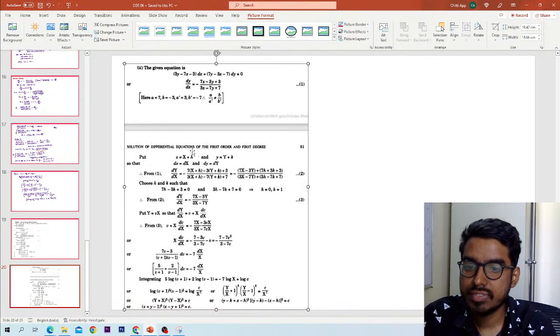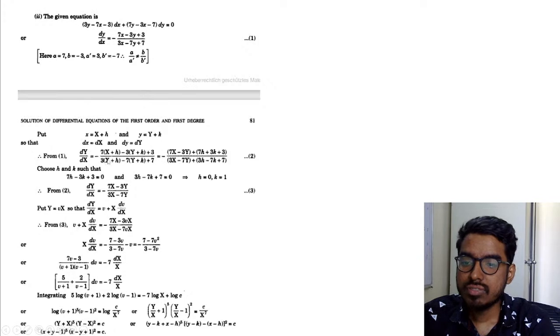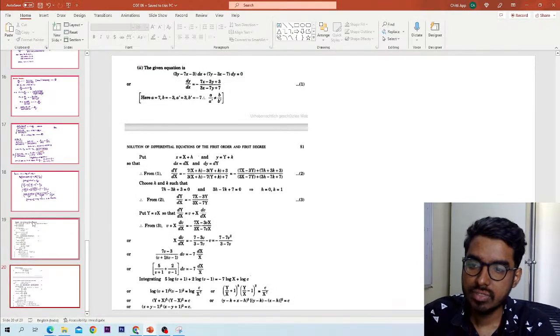This is the solution for the second problem. The given equation is dy/dx equal to (3y minus 7x minus 3) divided by (7y minus 3x minus 1). So put capital X and capital Y, right? Solve for h and k. You'll get h equal to 0, k equal to 1. Integrate this, do partial fractions A/(v + 1) plus B/(v minus 1). You'll get A equal to 5, B equal to 2, and log of (v + 1), log of (v minus 1). Replace v equal to capital Y by X. You'll get the solution for the second problem.